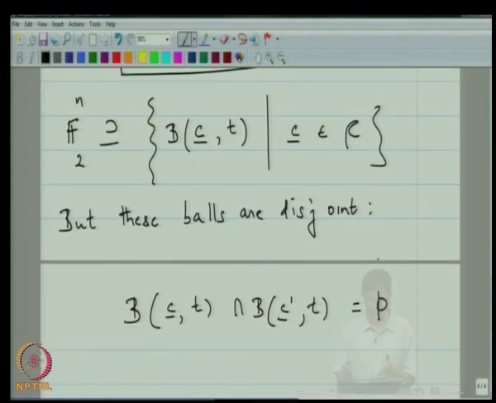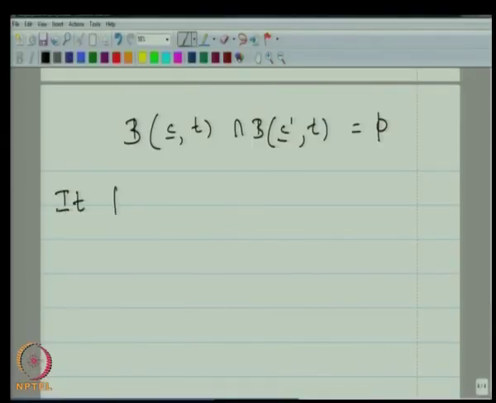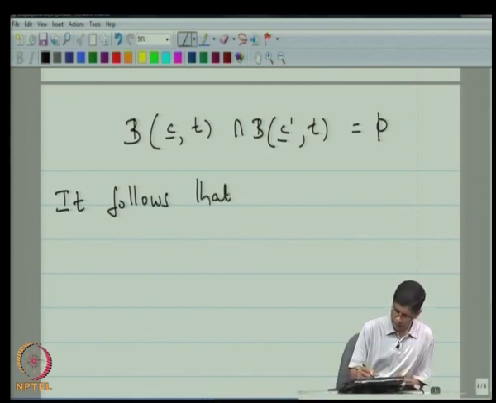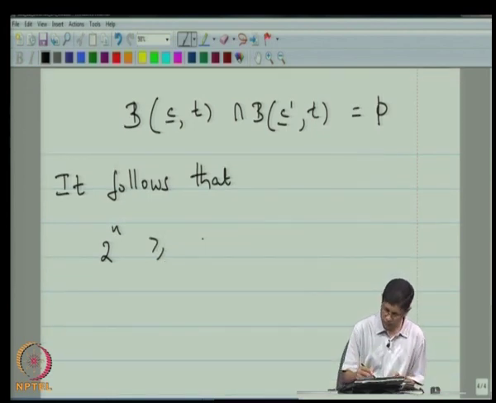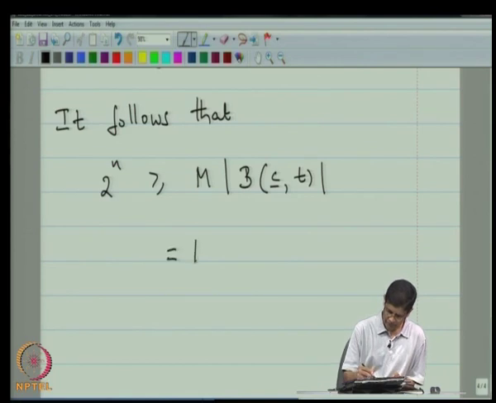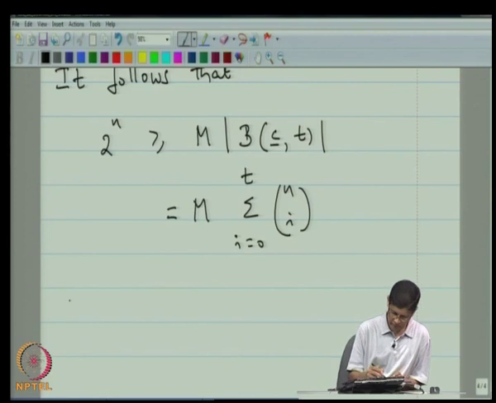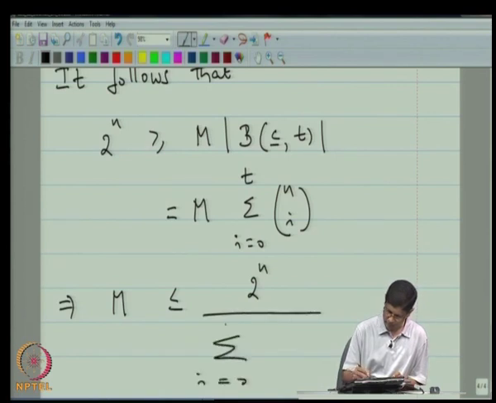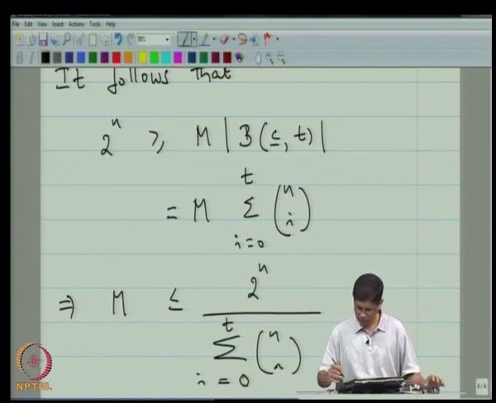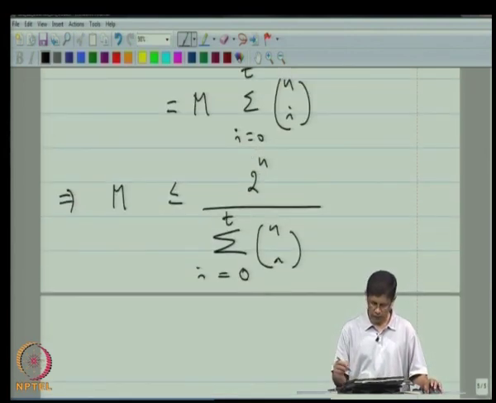So now we are just going to count. We are going to say that since one set contains the other, the cardinality of the first set must be greater than or equal to the cardinality of the second. It follows that 2 to the n is greater than or equal to the number of code words m times the number of vectors in a ball of radius t, which is nothing but the sum of n choose i. Okay. So from this the Hamming bound follows. Alright, so that proves the theorem.